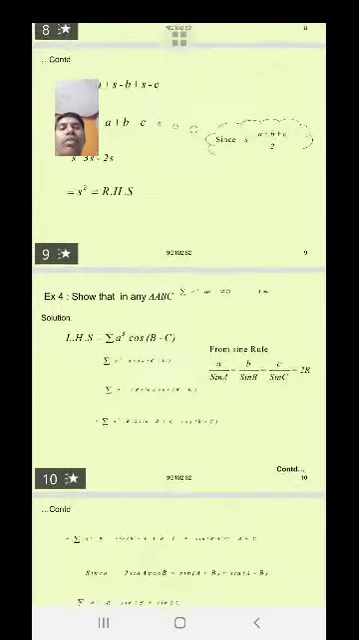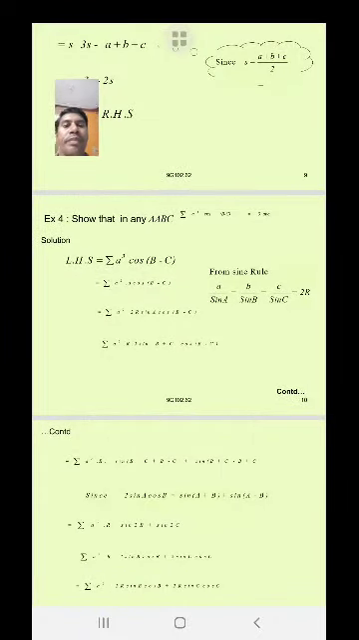And fourth question. Show that in any triangle ABC, sigma of a cube into cos of b minus c equals 3abc.